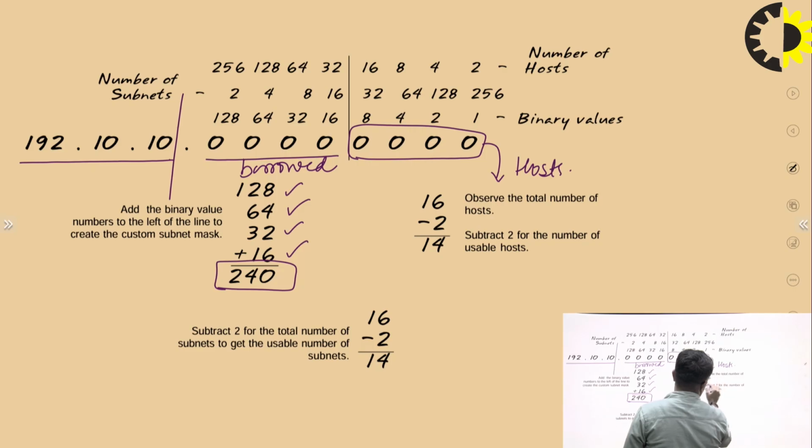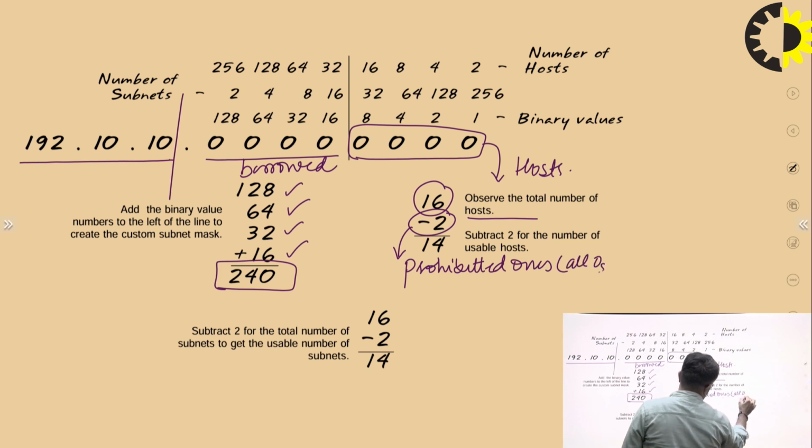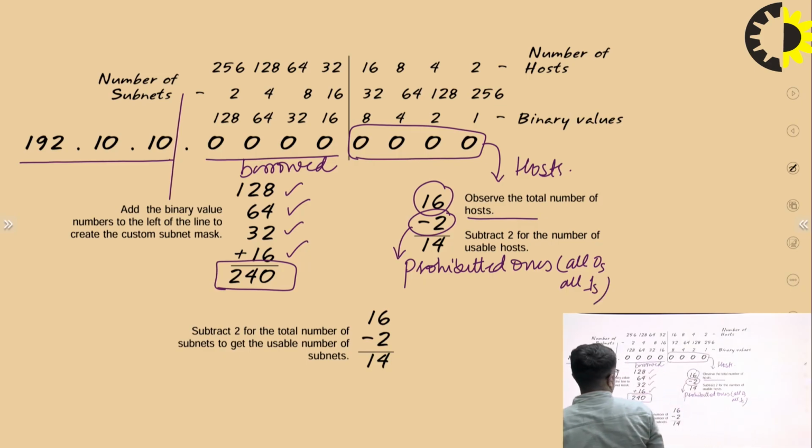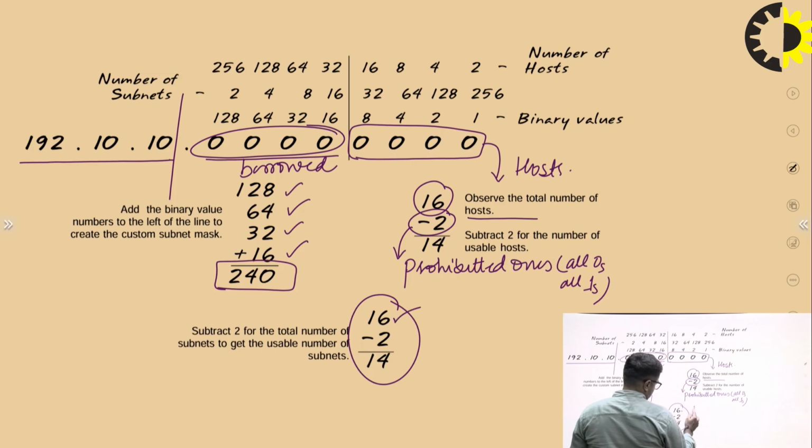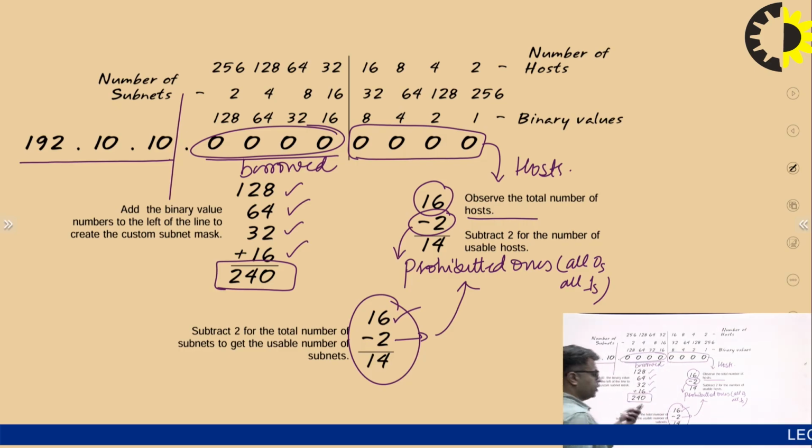host. Total number of hosts, 16 can be there, minus 2, removing the prohibited ones. That means all zeros and all ones. Similarly, for these 4 bits borrowed from the network part, there can be 16 subnetworks, minus 2, again prohibited ones, all zeros and all ones. So 14 subnets can be there.